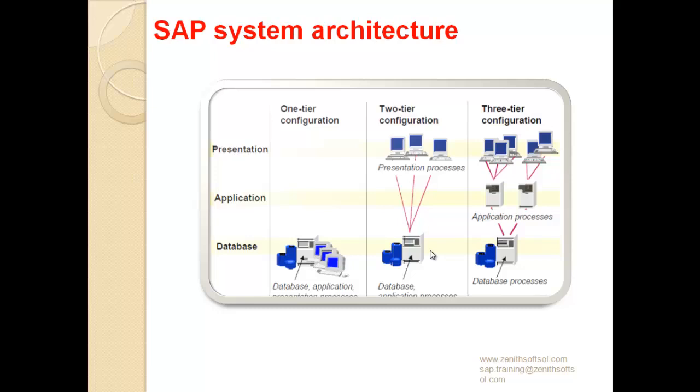So this is how the three-tier architecture looks like. The database will have a central database, and the application server is nothing but where SAP is installed, and the presentation server is nothing but where the users log in through SAP Logon to connect to the application server.